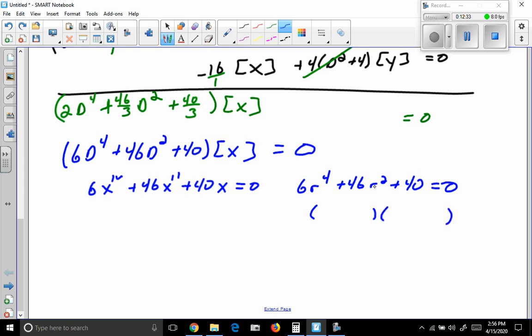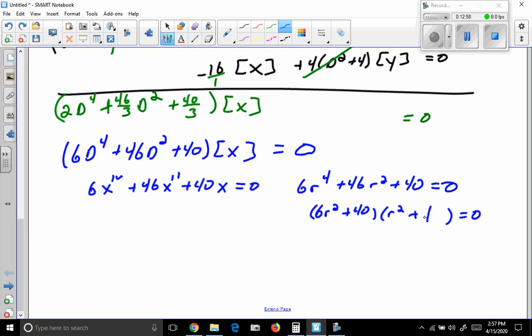That's not quadratic, but notice we have a constant, something that's a variable, and this is that squared. So we can factor it like a quadratic. We can call this 6r squared and this 1r squared. We can call this 40 and this 1. Notice that makes 40r squared and 6r squared. That's 46r squared.